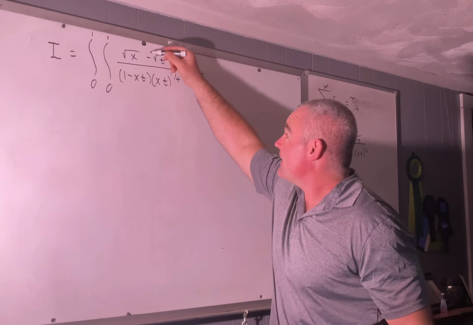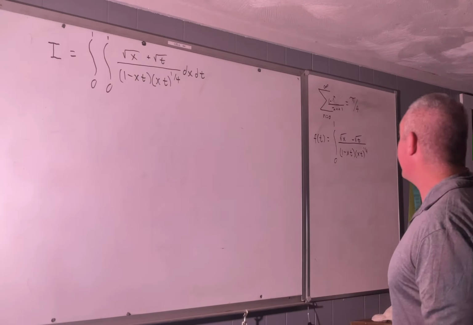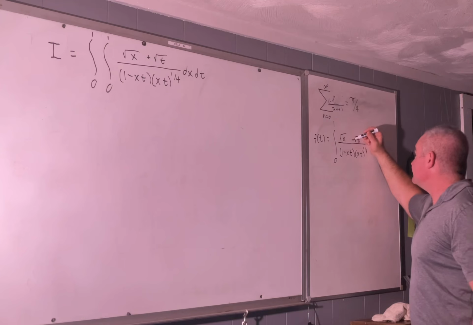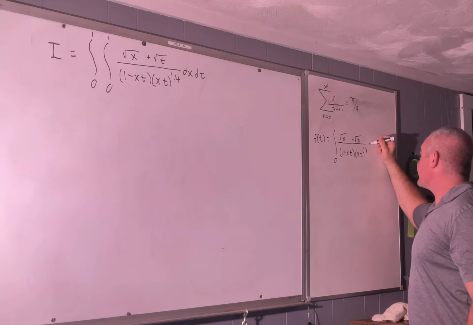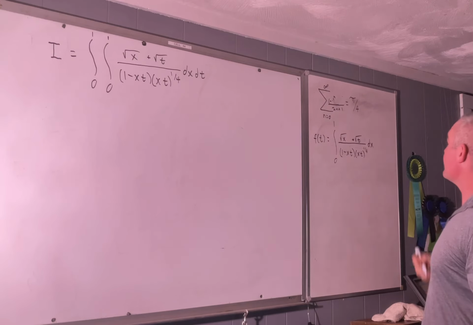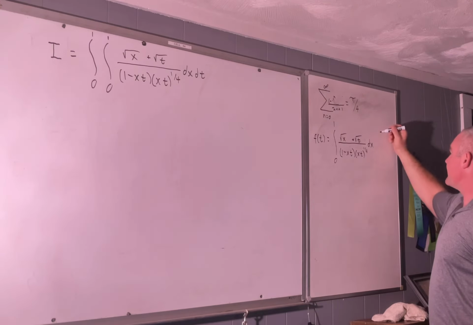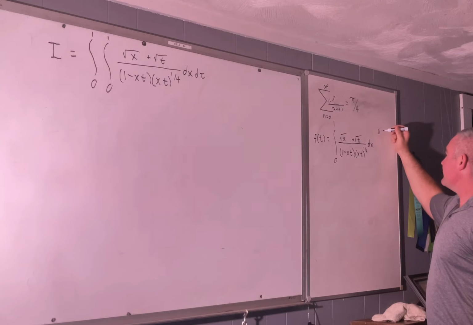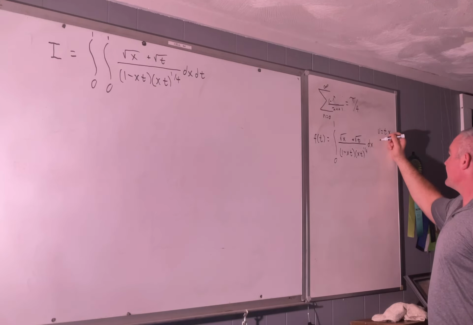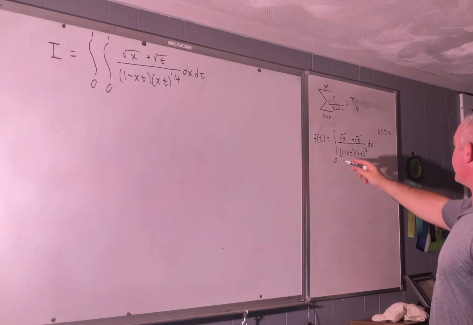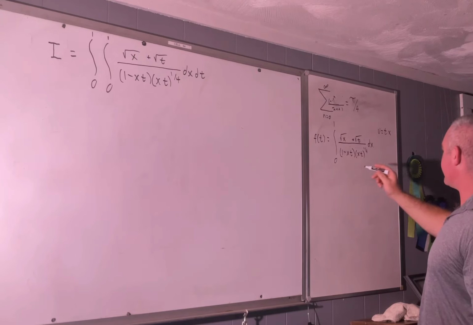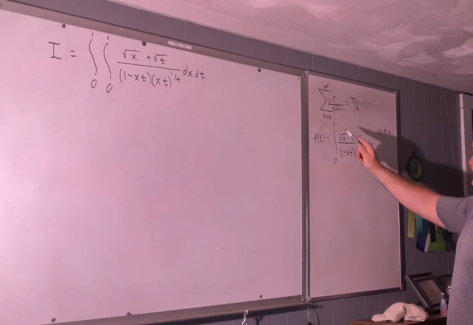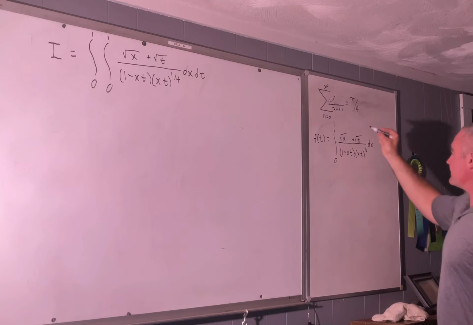This is a plus. And this gets integrated with respect to x. Now let's make the substitution that u is equal to tx. When x is equal to 0, u is also equal to 0. When x is equal to 1, u is equal to t.